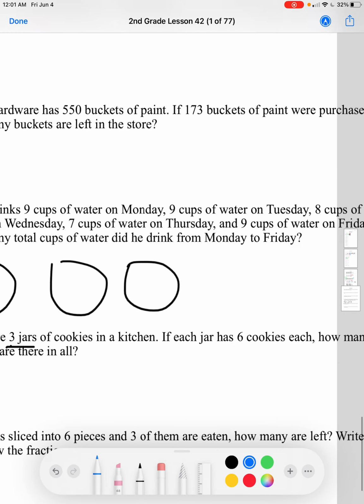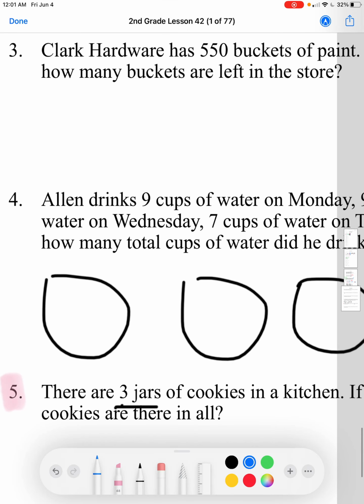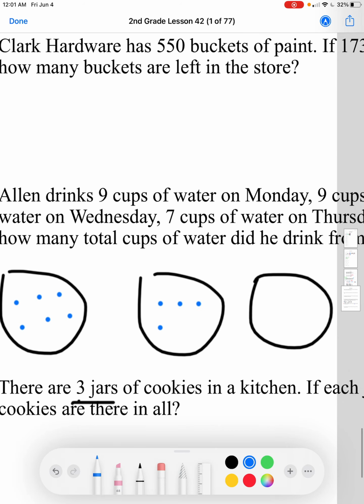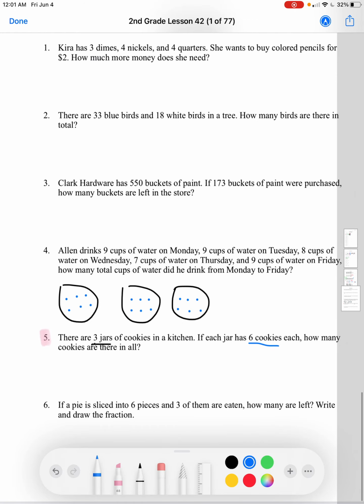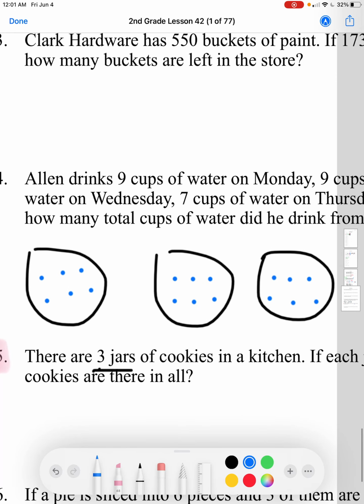with 6 cookies each. 1, 2, 3, 4, 5, 6 in each jar. Now we have 6 cookies in each jar. You can count them all up.